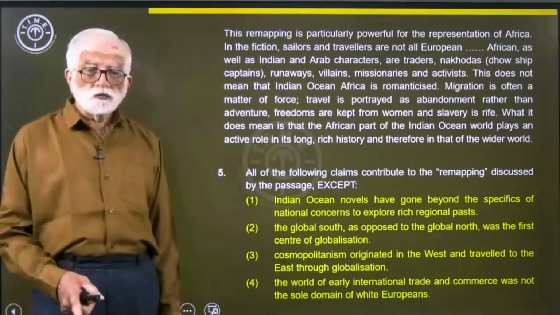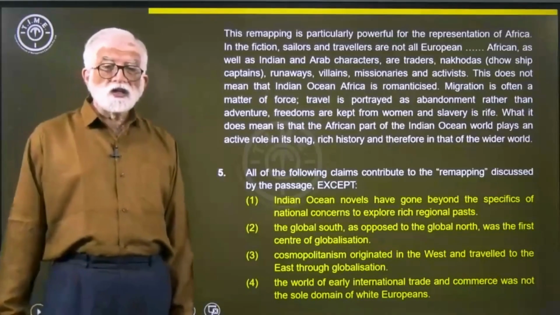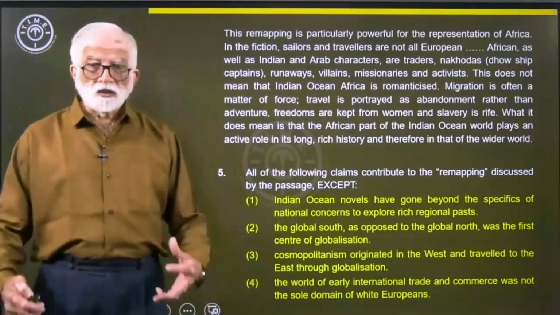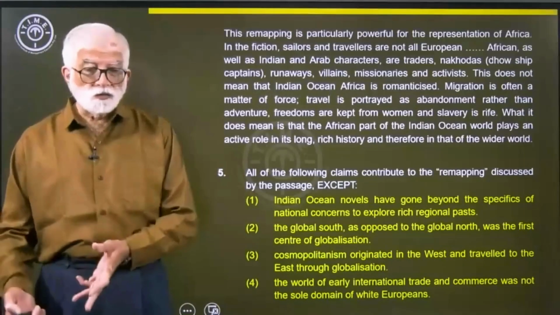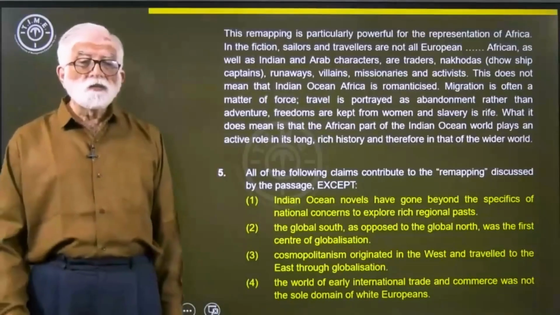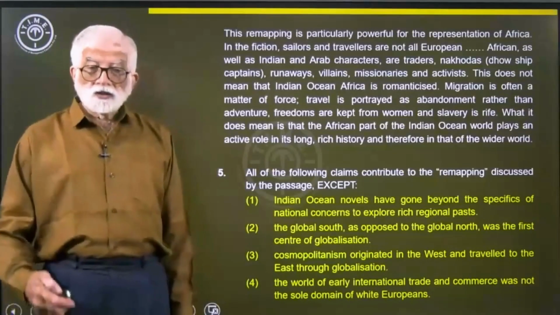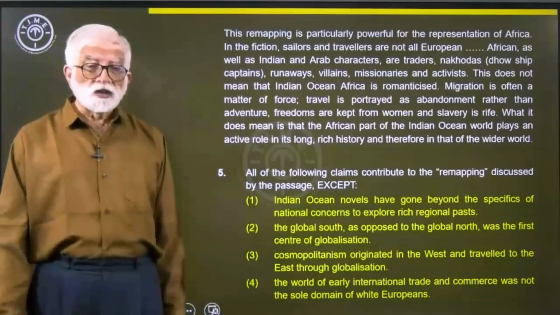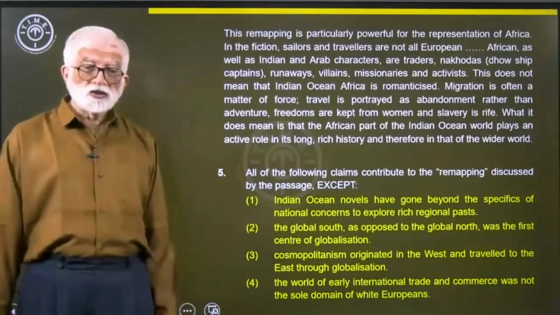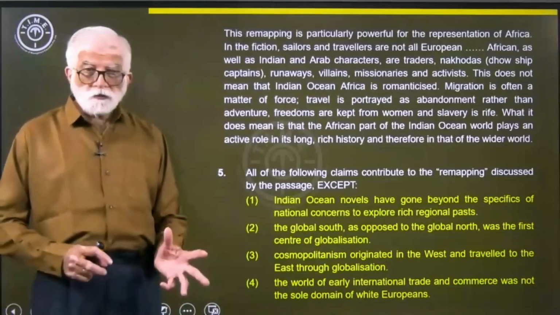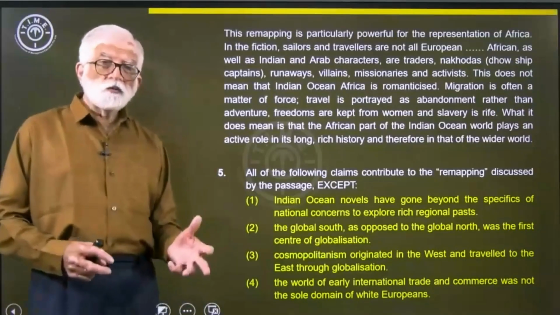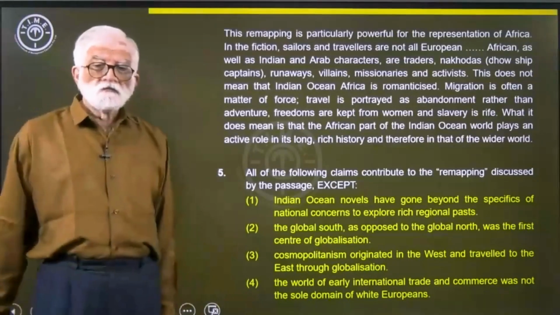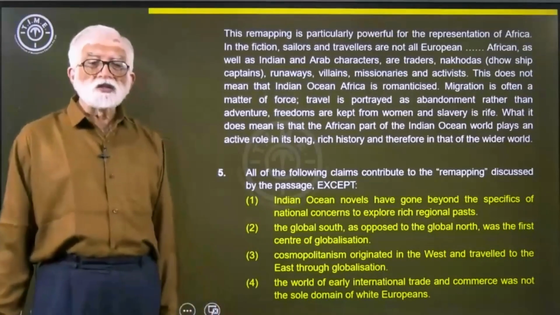They're not all European. This does not mean that Indian Ocean Africa is romanticized. It doesn't mean that we've made it seem like a really wonderful place. Migration is often a matter of force. It's often because people are compelled to migrate. Travel is portrayed as abandonment rather than adventure. So in these books, travel happens because people didn't want to travel, or because people were being sent out, or in some sense dismissed.